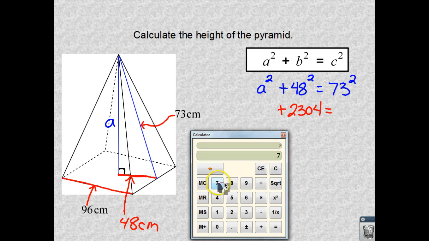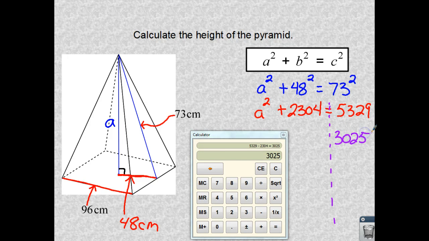All right, 73 squared. And that's 5,329. All right, if we are solving this equation for a squared, we draw that wall all the way down. And to undo this adding 2,304, we would subtract it from both sides. So we'll take 5,329 subtracted by 2,304. See what we get. We get 3,025. And that should be equal to now a squared.